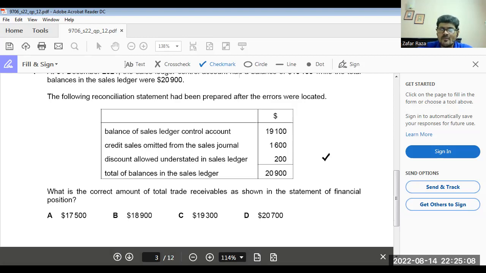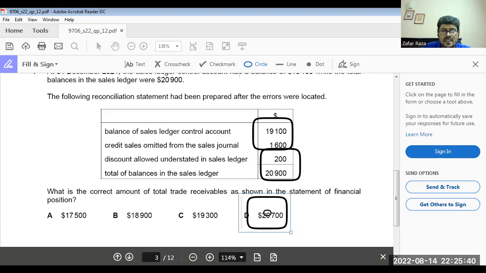Now what do we have to do? Either take these two to answer, or take these two to answer. Okay. 19,100 plus 1,600 is 20,700. Okay. 20,900 minus 200 is 20,700. So option D should be the answer. Take either one, so you can get the answer.